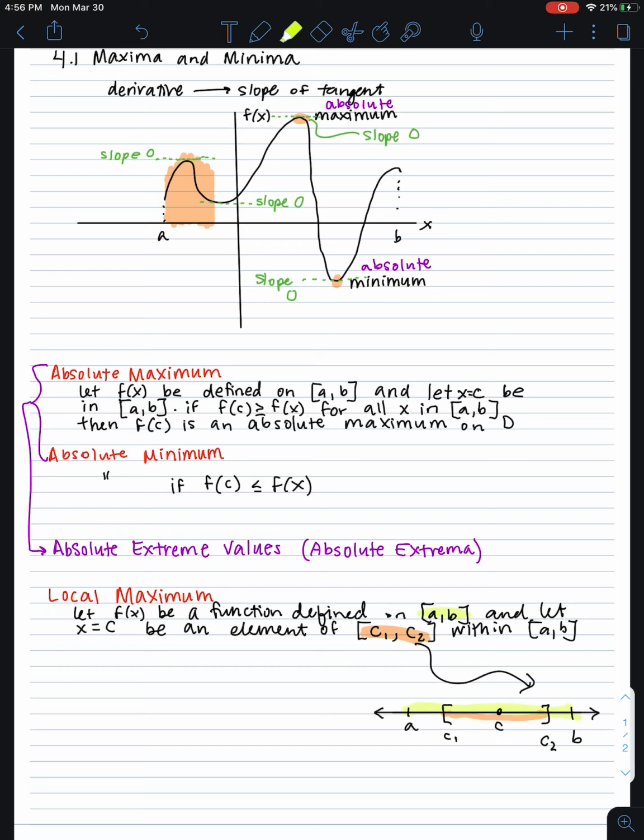That guy. Okay. So anyway, it's basically the same as the absolute maximum, except that we're restricting our x values to a smaller area. So if we're letting C be an element within this smaller interval, if f of C, again, is greater than or equal to f of x for all x in C1 to C2, then f of C is, or sorry, is a local maximum on C1 to C2. Also up here, I shouldn't have written D. I should have had A and B. So that was a typo. Anyway, so that's your definition for local maximum.